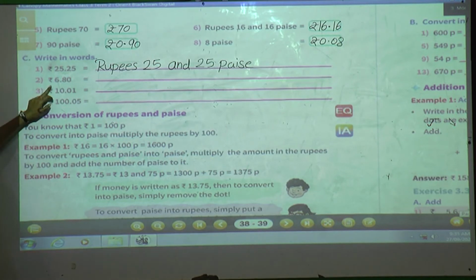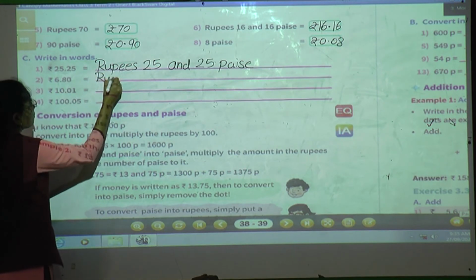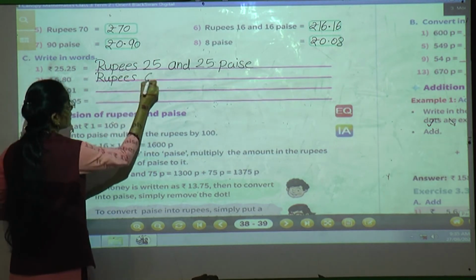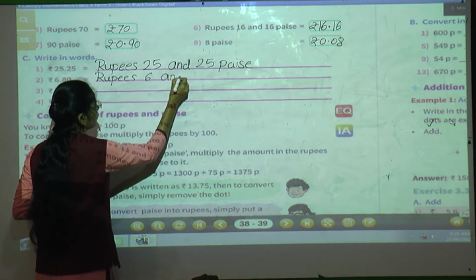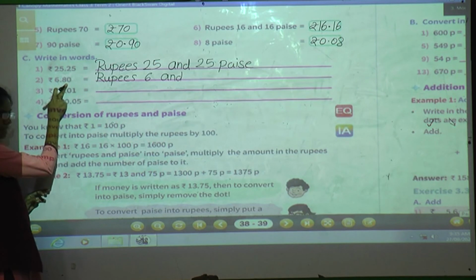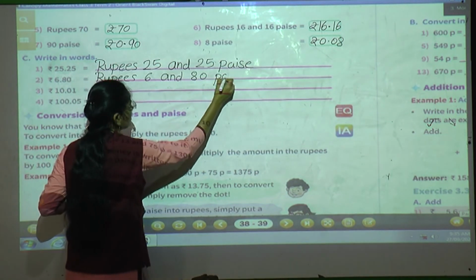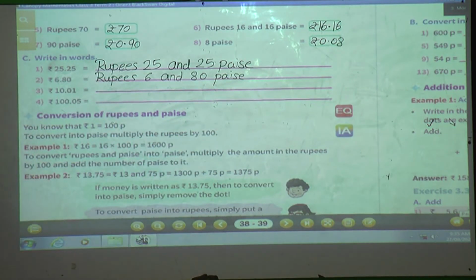Next, read this. Rupees 6.80. So first we'll write rupees. How many rupees are there? Rupees 6. So write rupees 6. Then a point is there. So what will we write? And. And how many paise are there? 80. So here, and 80 paise. Okay.